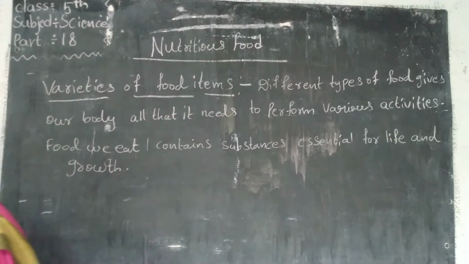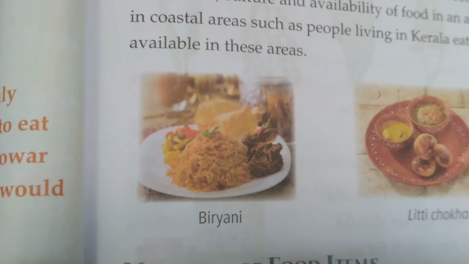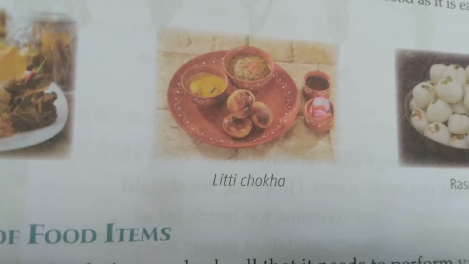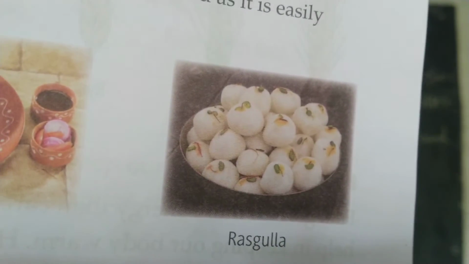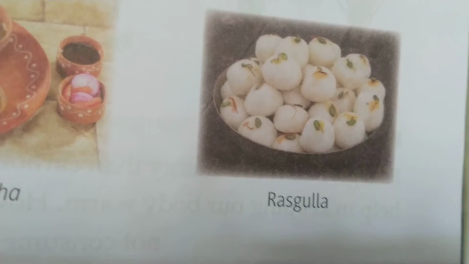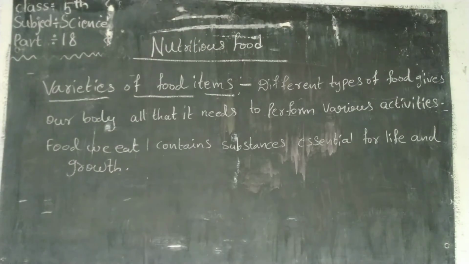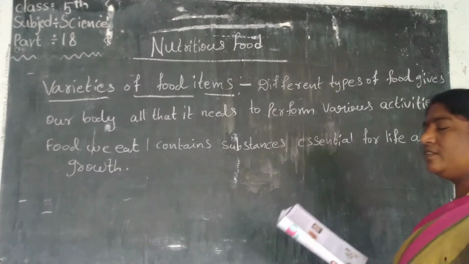I will show some pictures to you. This is the biryani. It is famous for Hyderabad. It is litti chokha. It is a Bihar snack. It is rasgulla. It is famous for Bengal. These are some pictures for you. These dishes are famous in these states and belong to these states.